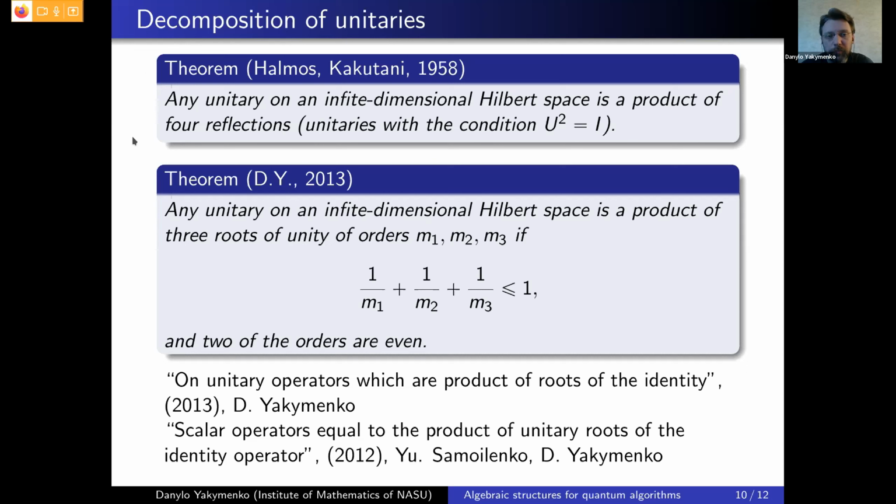For example, there is a result about infinite dimensional Hilbert spaces. It's a theorem that states any unitary is a product of four reflections. Reflections are unitaries whose square is the identity, and this can be generalized, and we can show that any unitary is a product of just three roots of unity of such orders that satisfy this relation. I didn't show it on the slides, but whenever we have another inequality, there are interesting relations between roots of unity of such orders.